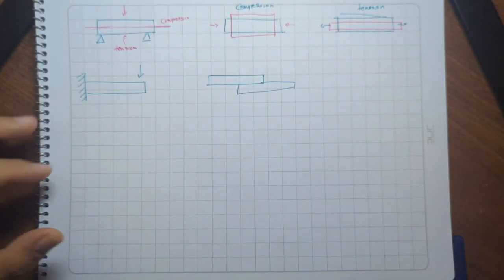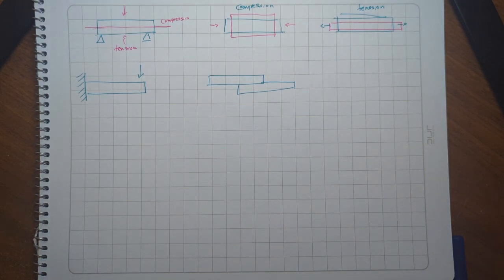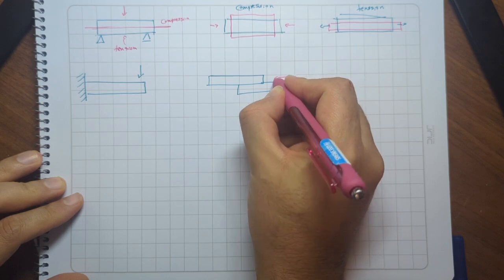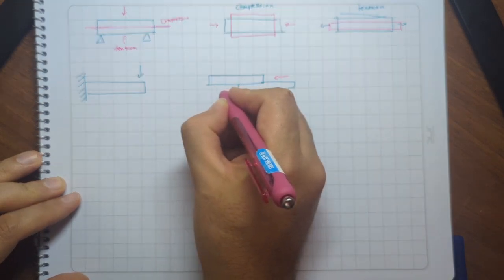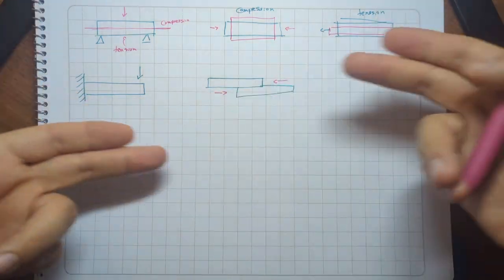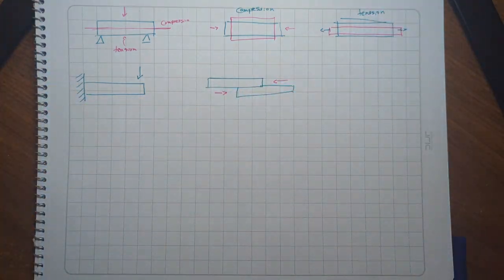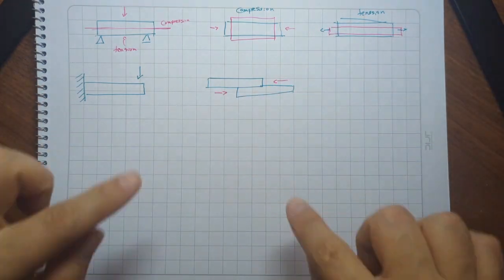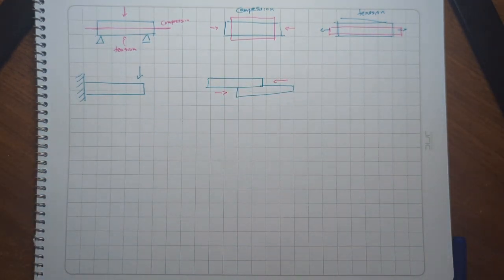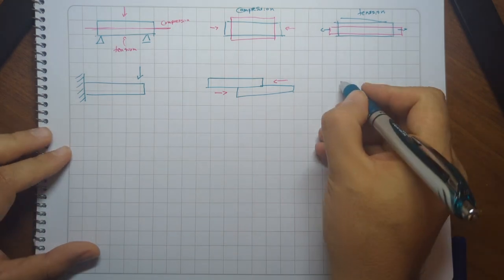Or if I just draw it another way, for example, we have two beams. If the force is applied from this way, and another force is applied from this way, it's going to have shear stress, all right? And if the stress is bigger than its strength, what's going to happen? It's going to break finally.